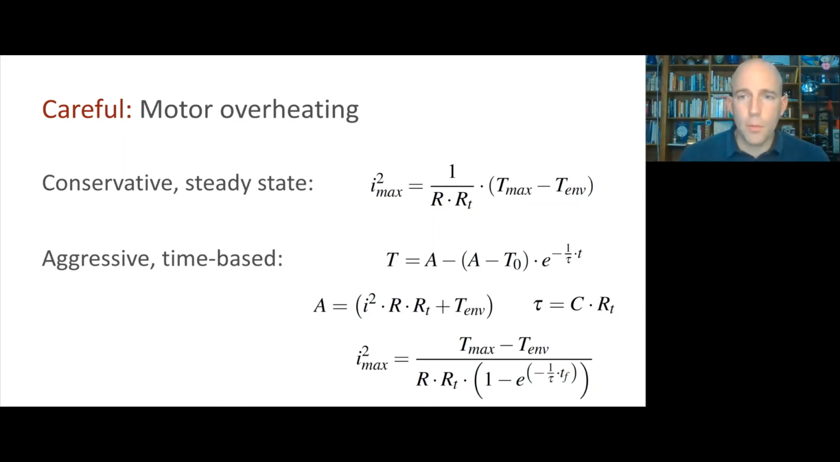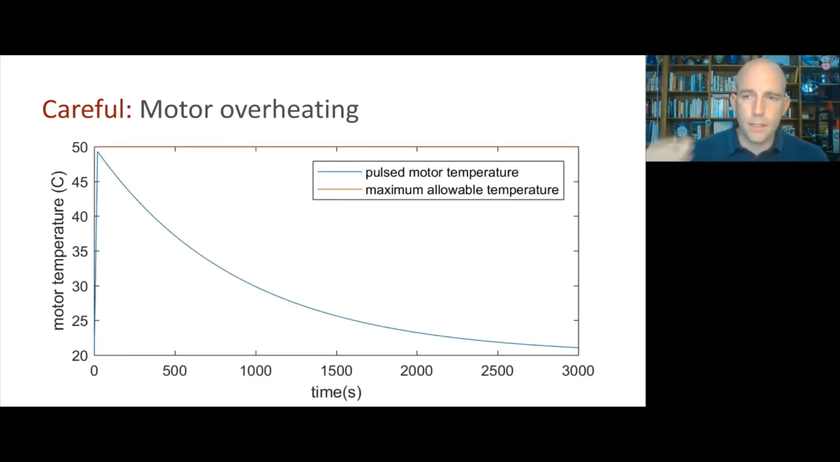Now let me give you an example of this for our motor based on the thermal constants that are provided in the project description and topic reading. So here we have the maximum allowable temperature, that's 50 degrees Celsius. And this blue line is our estimated temperature of the motor when we pulse it by stalling it and applying 6 volts for 20 seconds. And you can see the temperature just shoots up. We're putting a lot of energy into the motor during that phase.